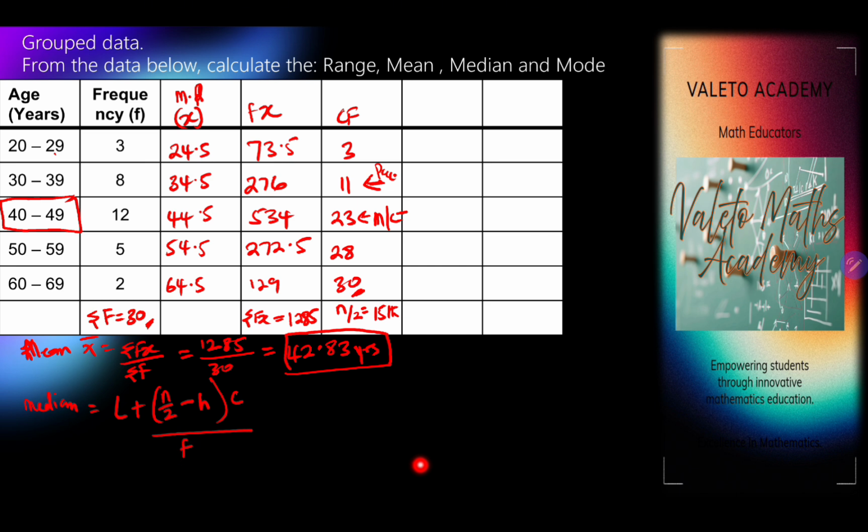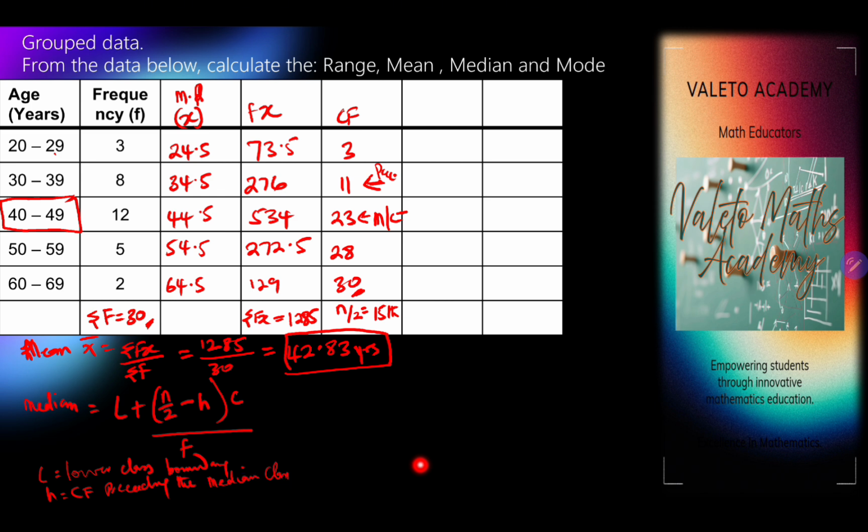Okay, so if I'm going to label this, L is the lower class boundary of the median class. N is 30, we know that already. That's the number of elements in the group. What else don't we know? H here is the cumulative frequency preceding the median class.